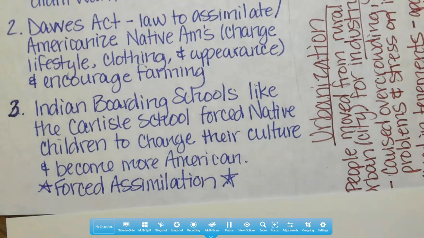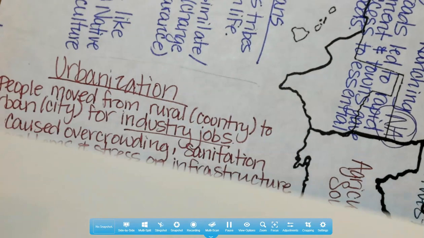A lot of times they'll put a picture of either a group of Native American children, or they'll put one Native American in their traditional dress, and then one side right beside it that has the Americanized version of that child. Okay? But it's all about forced assimilation for the Native American kids. All right. So the last thing, we're going to turn the page one more time, is going to be urbanization.